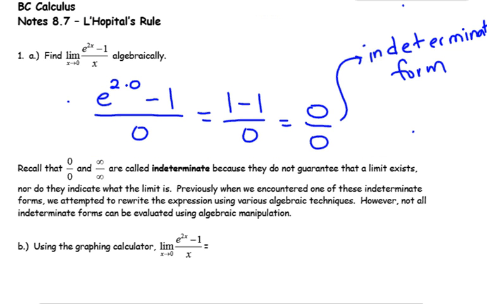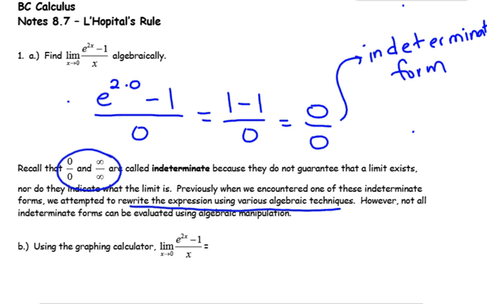Since this is an indeterminate form, previously we would try to rewrite that expression using various algebraic techniques. However, not all indeterminate forms can be evaluated with that manipulation, and this one is one of those examples. So we got 0 over 0, which is indeterminate. Also, infinity divided by infinity is an indeterminate form. L'Hopital's rule only applies if you have an indeterminate form of 0 over 0 or infinity over infinity. There are other indeterminate forms, which we'll talk about at the end, but these are the only ones that apply to L'Hopital.